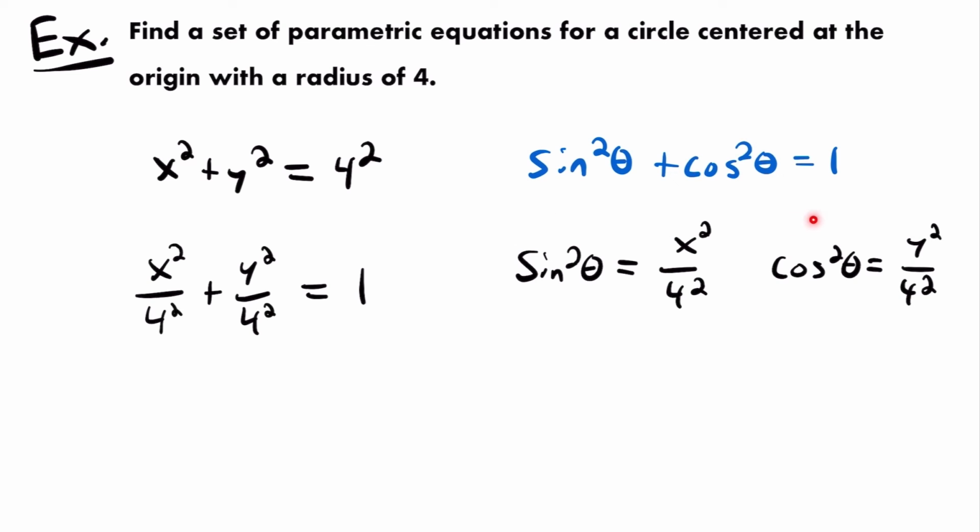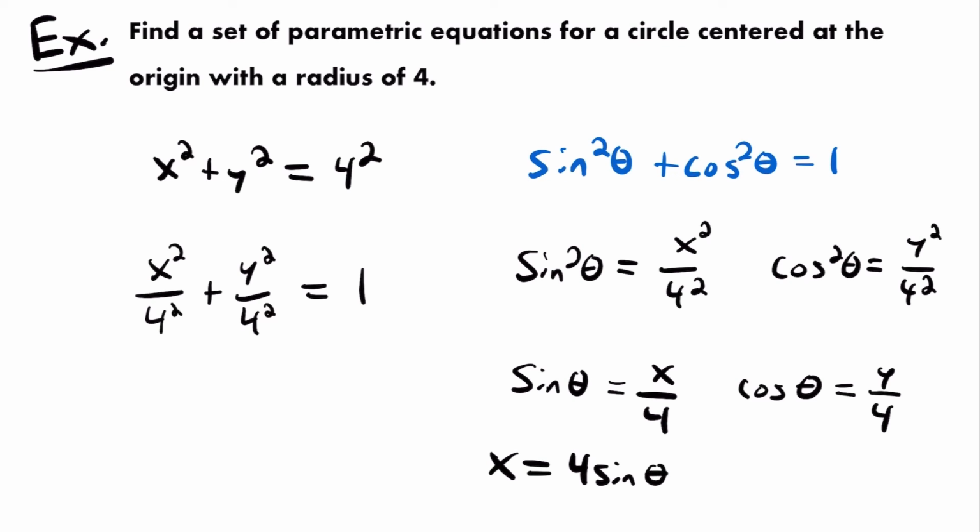Now, if we take the square root of both sides of those equations, we will have that sine theta is equal to x divided by 4, and cosine theta is equal to y divided by 4. All right, and now we just want to solve for x and y so that we know what they are equal to in terms of our parameter, which in this case is theta. I decided to use theta rather than t. It doesn't matter. You could use t if you wanted to. I just decided to use theta since we're working with trig functions. All right, so if we multiply both sides by 4 for both equations, we will have that x is equal to 4 times sine theta, and y is equal to 4 times cosine theta. All right, and so those are our two parametric equations.